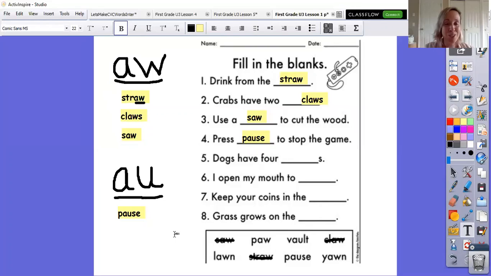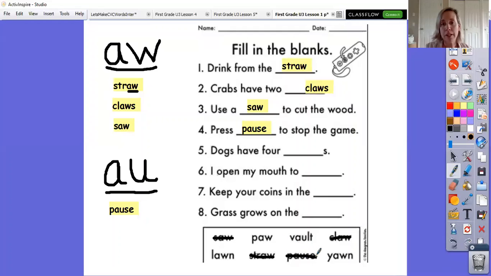Oh, this one's tricky. The next one, I can see something happening. Number 5, dogs have 4 what? Let's see. All right, we've used that word. Okay, so the words we have left are paw, vault, lawn, or yawn. Dogs would have 4 what? 4 paws. But we just used the word pause. So they can have paws on a dog and you can pause a game. I know the difference because they're spelled differently. Let's see if it's how it's spelled.